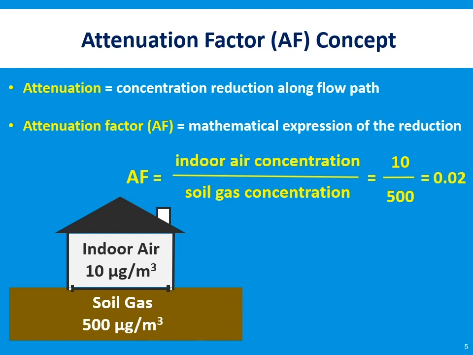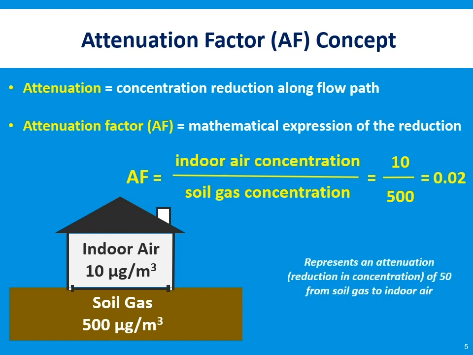In this example, the concentration in soil gas is 500 micrograms per meter cubed. In indoor air, the concentration is 10 micrograms per meter cubed. The attenuation factor is defined as the concentration in indoor air divided by the concentration in soil gas, or 10 over 500, which equals 0.02. This represents an attenuation or reduction in concentration of 50 times between soil gas and indoor air.